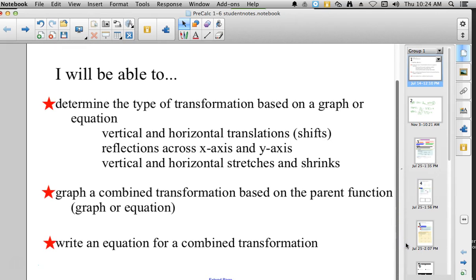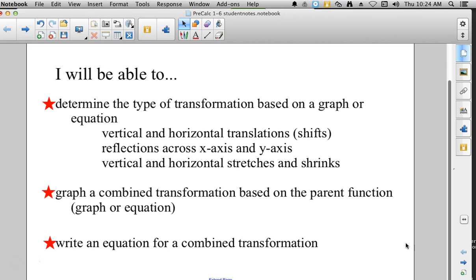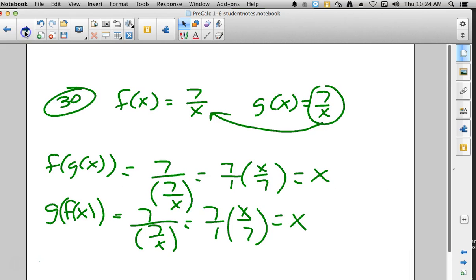And then we want to graph combined transformations based on the parent function graph of the equation. And yeah, we'll probably use the calculator for the ones we're going to do today. And then write an equation for a combined transformation. Once you know how they work, you should be able to take a basic parent function and use the transformations to get a new equation for that function.